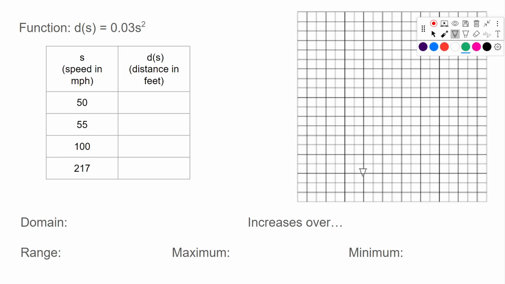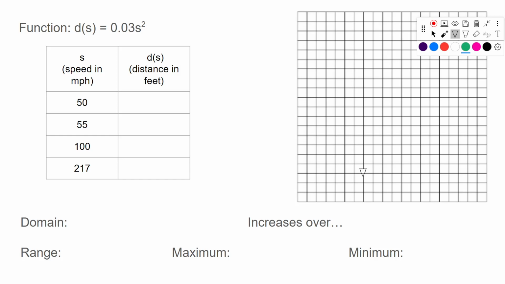Hello, this is Mrs. Scuffle, and in this video I'm going to review Lesson 2 of Unit 1. In this particular lesson, we looked at a quadratic function and its inverse. To put the context of this particular lesson, we had a Ferrari and we had the function for its braking speed. The function was d of x equals 0.03 s squared, where s is the speed in miles per hour and the d was the distance in feet.